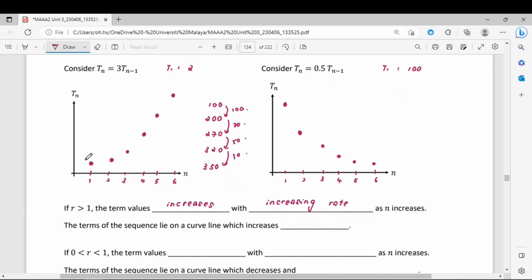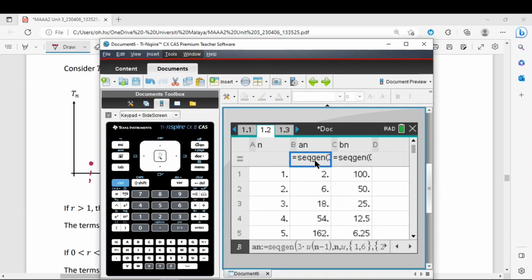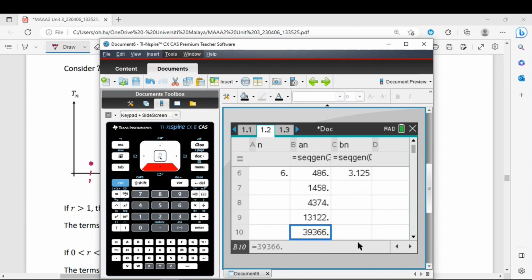Okay, so for this term, if you keep on generating the sequence, you don't need to change that in your calculator, but you can just look at my screen here. For example, instead of generating 6 numbers, I'm generating 100 numbers. So you can see that if I continue with this sequence, the number would just get larger and larger as I move on. Am I right?